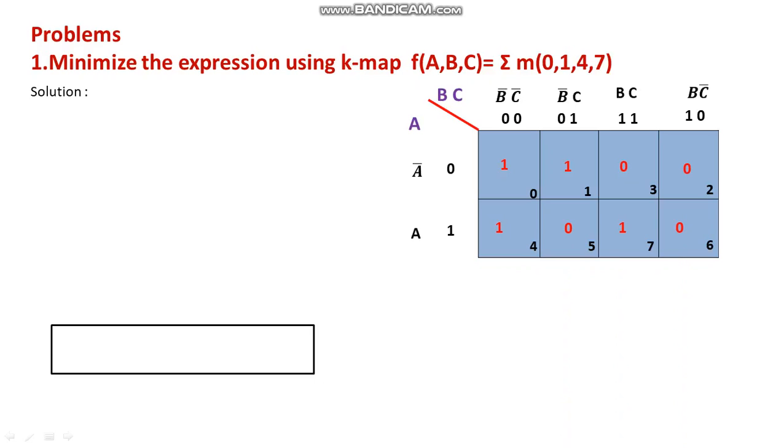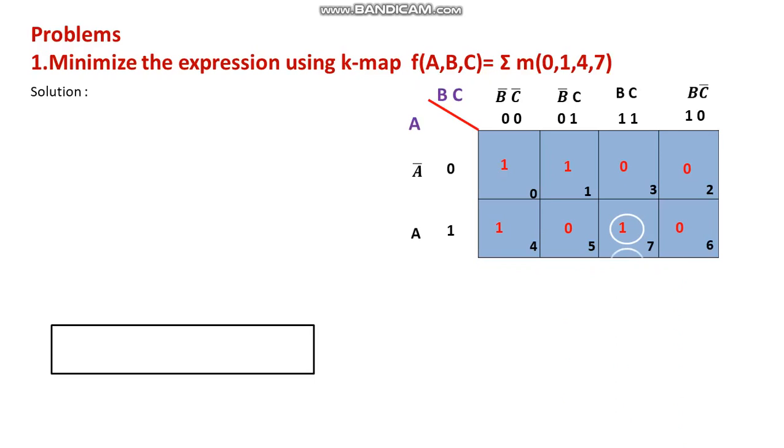What are its adjacent cells? 3, 6, 5 are the adjacent cells to the 7. But in all those three, it doesn't have 1. So this is a one which doesn't have any adjacent ones. So we call this an isolated one. So I will group this isolated one, right?